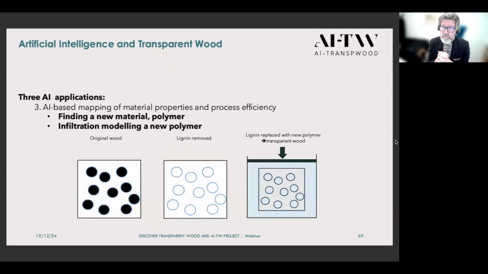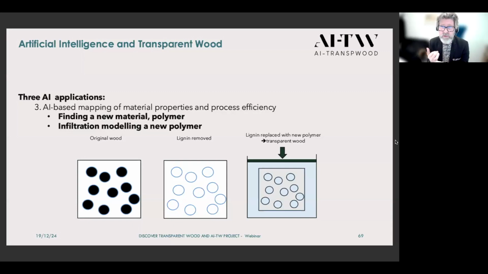And one important thing is related to, we have already discussed about the resin. So this is again the idea how the transparent wood is made. So there's original wood, a block of wood or plate of wood, and then at the next phase we remove the dark lignin from the wood and finally replace the lignin with transparent resin. Now the question is how to find a resin which is easy to use, it's biodegradable, and it's transparent.